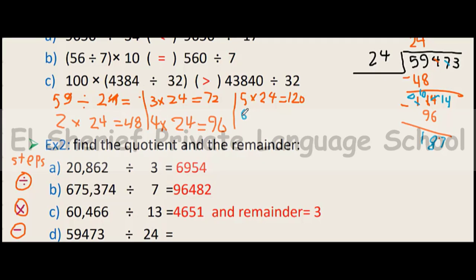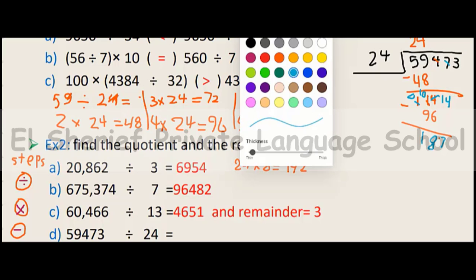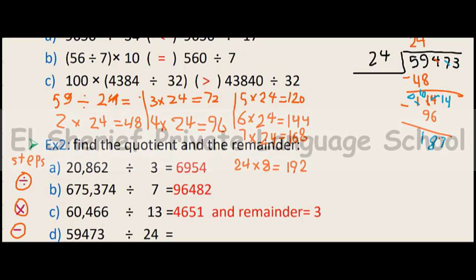6 times 24 equal 144, and 7 times 24 equal 168, and 24 times 9 equal 192. So what is the number we will choose? We will choose 7. 7 times 24 equal 168. So put here 7, and 7 times 24 equal 168.